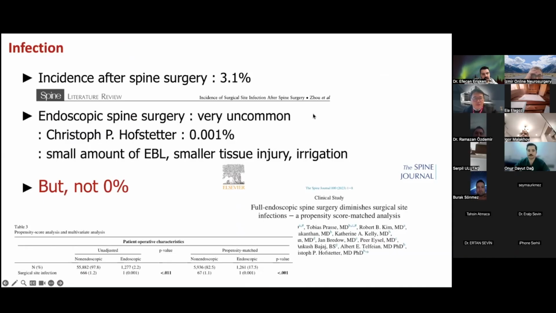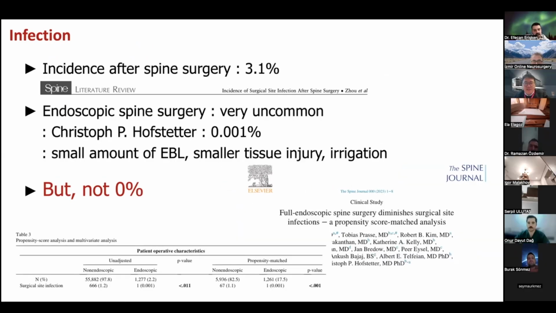Let's move on to infection. Just like I mentioned earlier, the infection rate is lower, but it doesn't mean the infection rate is zero. It is reported that open procedures have approximately a 3% risk of surgical site infection, and the infection rate in endoscopic spine surgery is reported to be extremely low, far lower than 1%. However, once again, this means that it is much lower than open procedures, but it is not 0%.